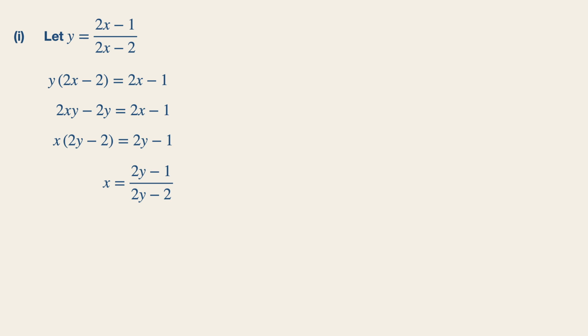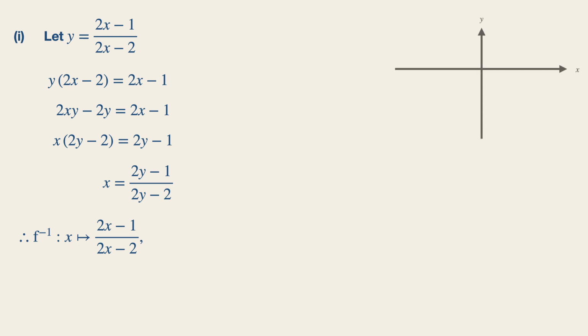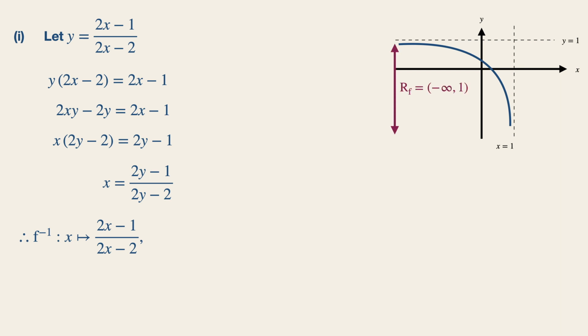Now, don't just stop here. We will need to define the f inverse in similar form as required by the question. To get the domain of the f inverse, it is equivalent to finding the range of the original function of f. If we were to sketch a quick graph of f, the range is given by negative infinity to 1. Therefore, the f inverse in similar form is (2x minus 1) over (2x minus 2), and the domain is x less than 1.